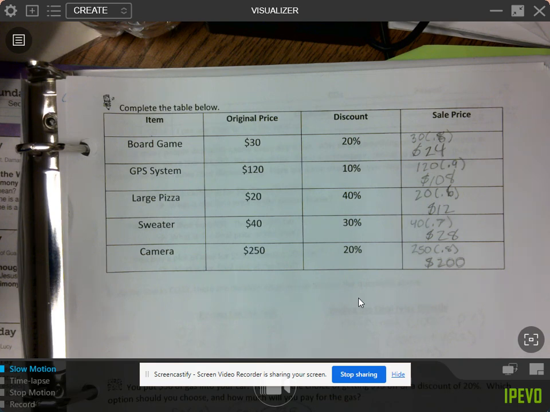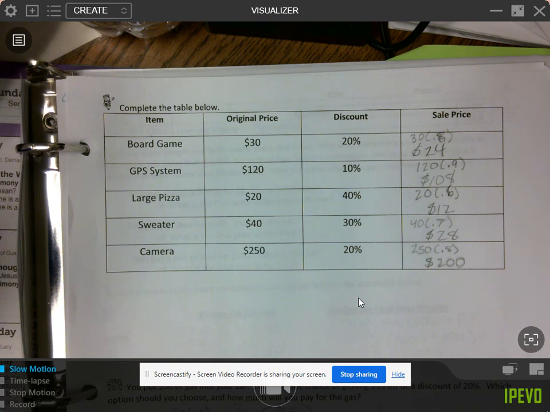I solved it using the formula with the original times the 100% minus the percent off. You could have solved it the other way. We would have gotten the same answer. So the board game was $24. The GPS system is $108. The large pizza is $12. The sweater is $28. And the camera is $200. Any questions on how I got any of those amounts?